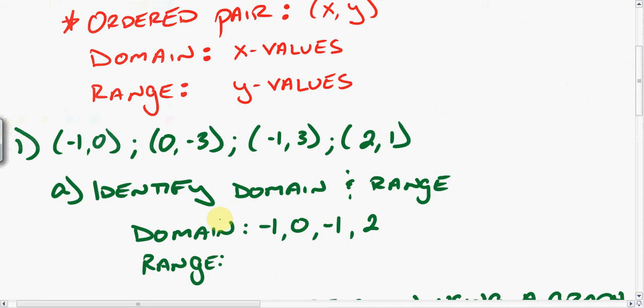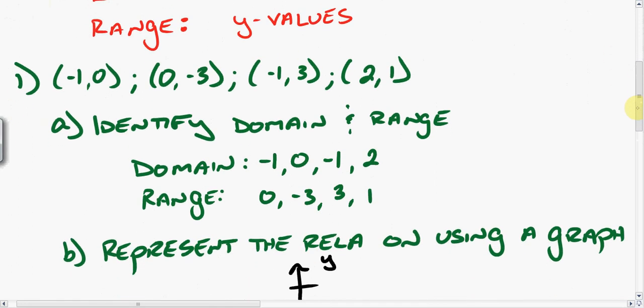My range is all of my y values, so that's the second number in the ordered pairs. So all I need to do is list those. So I've got 0, -3, +3, and 1. And I've listed my domain and my range.